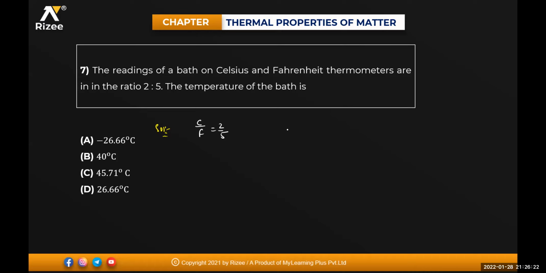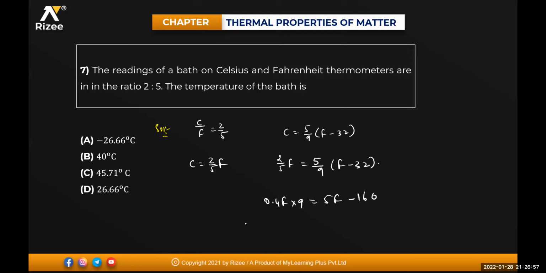C is equal to 5/9 into F minus 32. I can use this formula. C value is equal to how much, beta? So I can write here C is equal to 2 by 5 times F. So 2 by 5 times F is equal to 5 by 9 into F minus 32. Done. So 2 by 5 is how much, beta? 0.4 into F into 9 is equal to 5F minus 160.